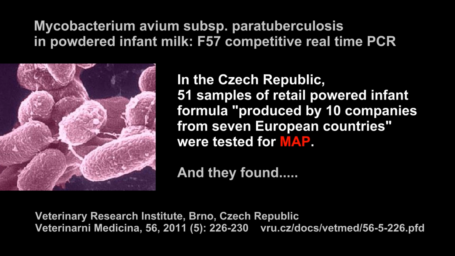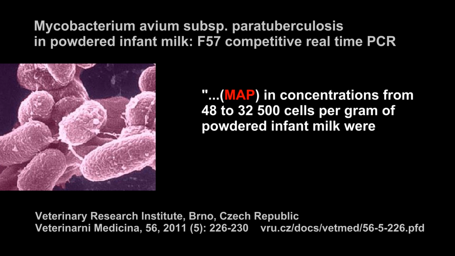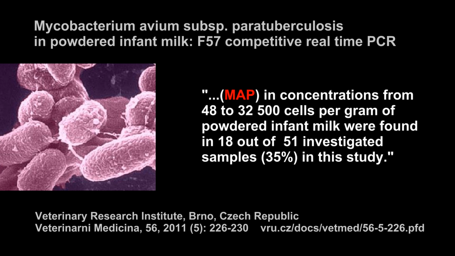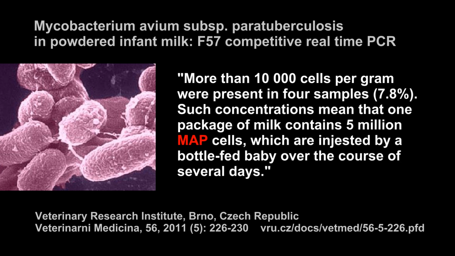In the Czech Republic, 51 samples of retail powdered infant formula, produced by 10 companies from 7 European countries, were tested for MAP. MAP, in concentrations from 48 to 32,500 cells per gram of powdered infant milk, were found in 18 of 51 investigated samples, or 35% in this study. More than 10,000 cells per gram were present in 4 samples. Such concentrations mean that one package of milk contains 5 million MAP cells, which are ingested by a bottle-fed baby over the course of several days.